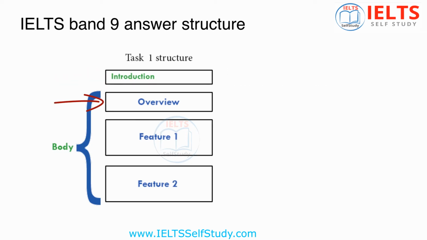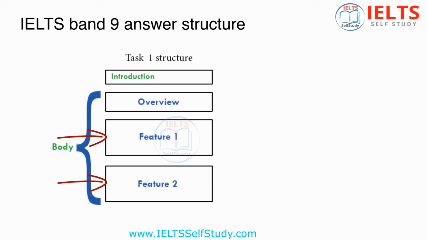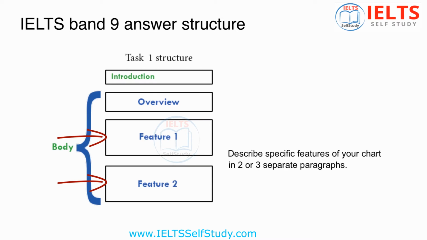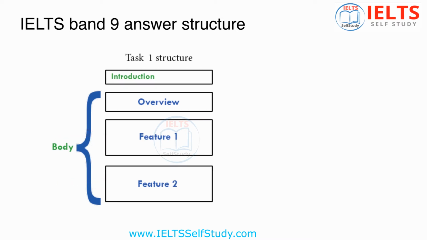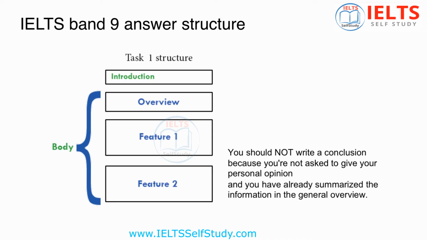Next, you should write an overview paragraph. In this paragraph, you should list general trends of your chart. Do not write many specific numbers or details in this part. Remember, overview should contain only general information. Then, you should describe specific features of your chart in 2 or 3 separate paragraphs. You should not write a conclusion in Task 1 because you are not asked to give your personal opinion, and you have already summarized the information in the general overview.